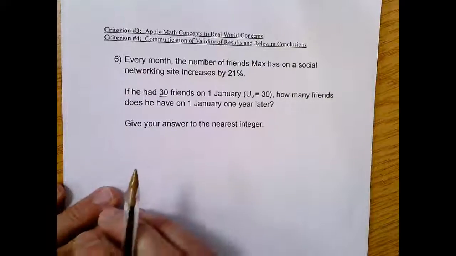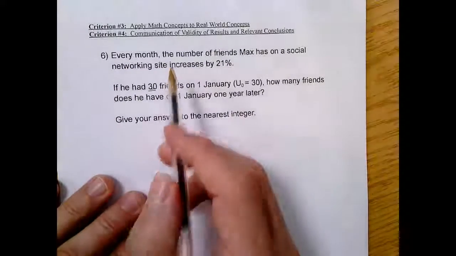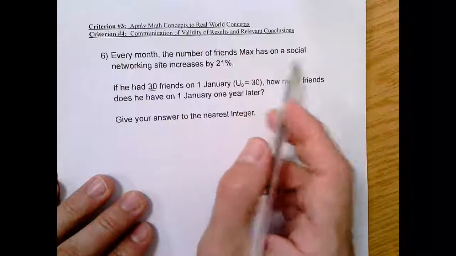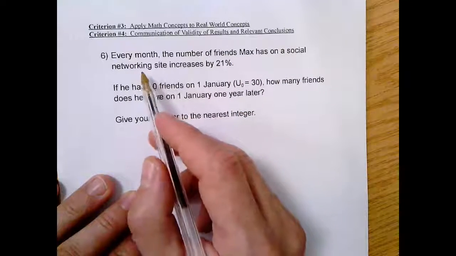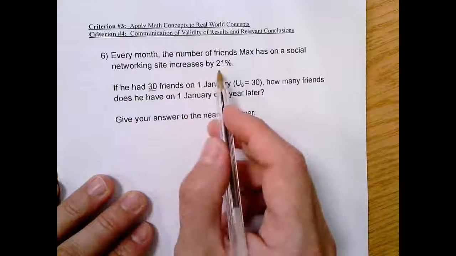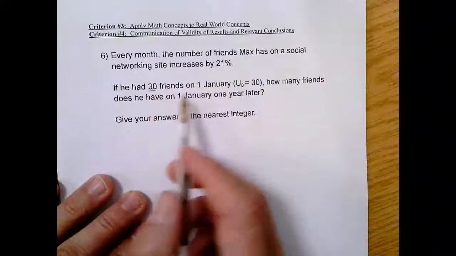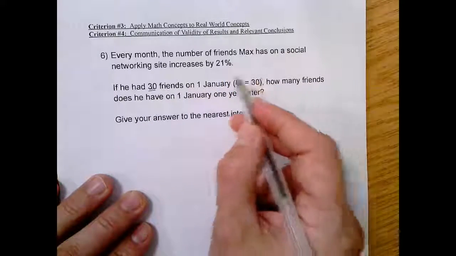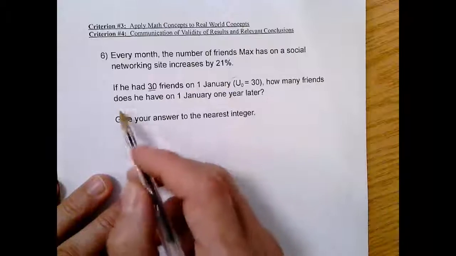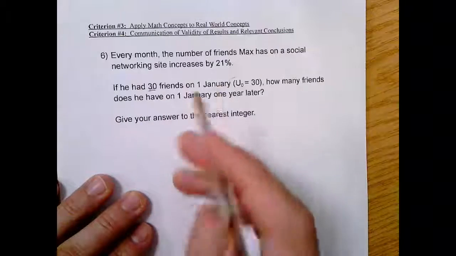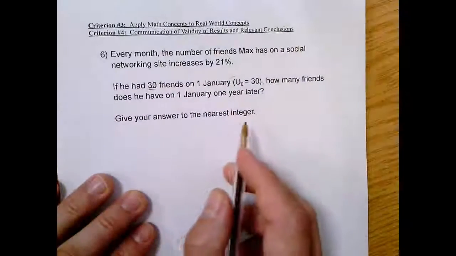All right, let's do some Mathity-Math. It says here, every month, the number of friends Max has on a social networking site increases by 21%. And it says if he has 30 friends on the 1st of January, and we'll explain this use of zero in a second, how many friends does he have on the 1st of January 1 year later? Give your answer to the nearest integer.